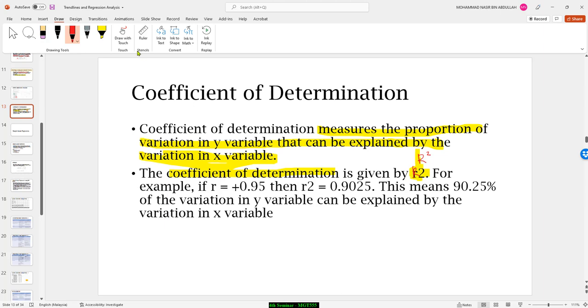Dalam buku supposed to be R square lah, capital R square, right? So if the value of the product moment correlation coefficient is R equal to 0.95, the R square should be 0.9025, means that we square 0.95. This means that 90% of the variation in Y variable can be explained by the variation in X variable.